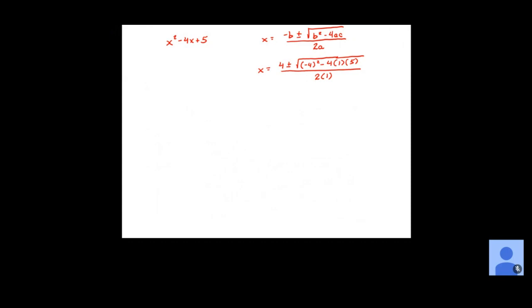Any questions on the formula or subbing any of those in there? Okay. Now to simplify. I'm going to keep 4 outside here. 4 plus minus. -4 squared becomes positive, gives us 16. Then we've got -4 times 1 times 5 is going to be a -20. And then 1 on the bottom is just going to be 2.